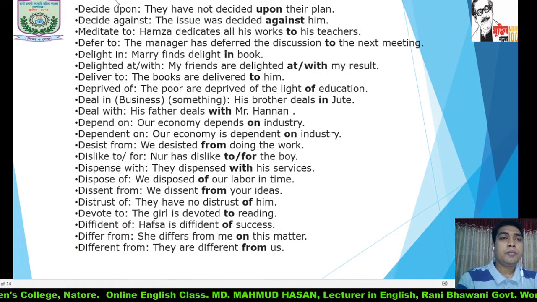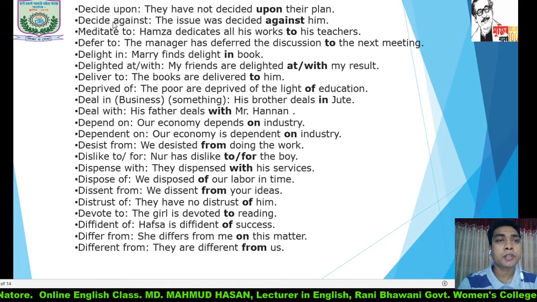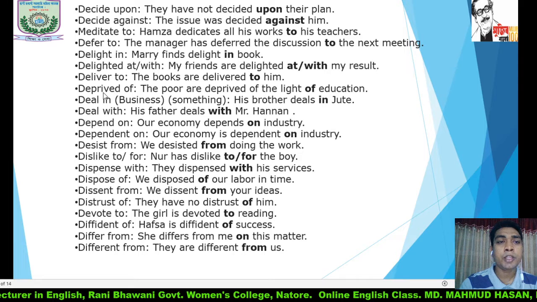Here are some appropriate prepositions displayed. Decide upon, decide against, meditate to, defer to, delight in, delighted at, deliver to, deprive of, deal in, deal with, demand on, dependent on, desist from, dislike to, dispense with, dispose of, dissent from, distrust of, devote to, dividend of, differ from, different from.